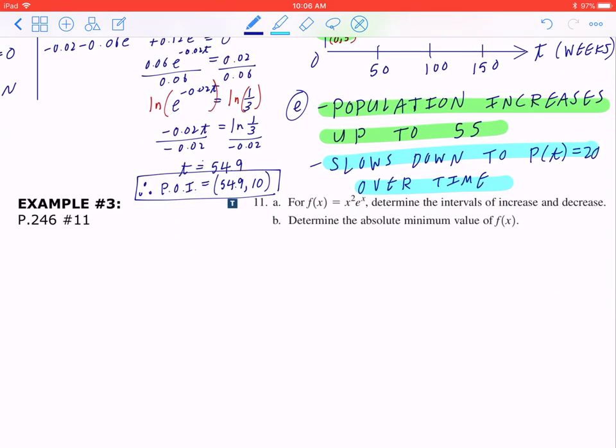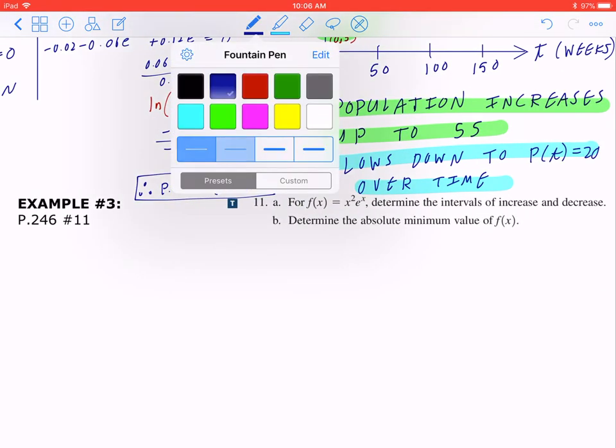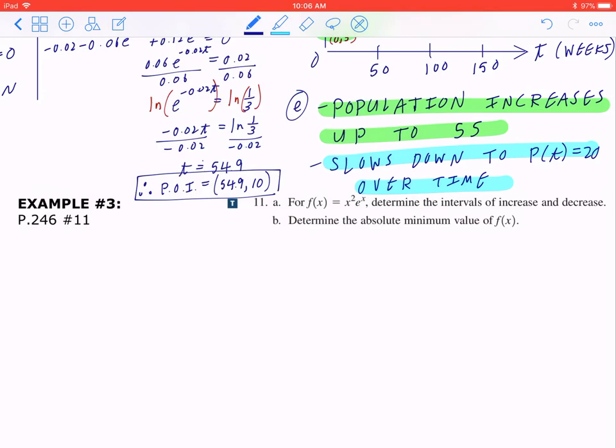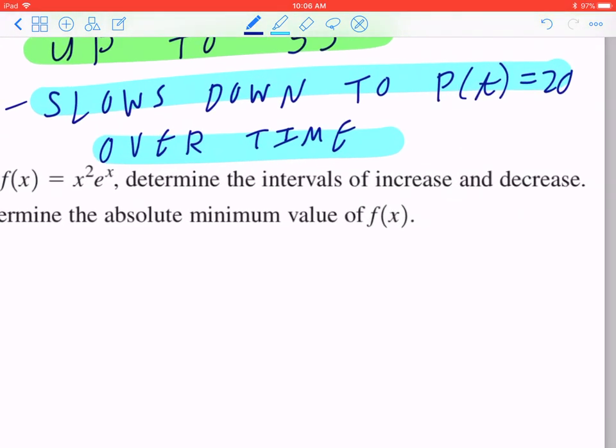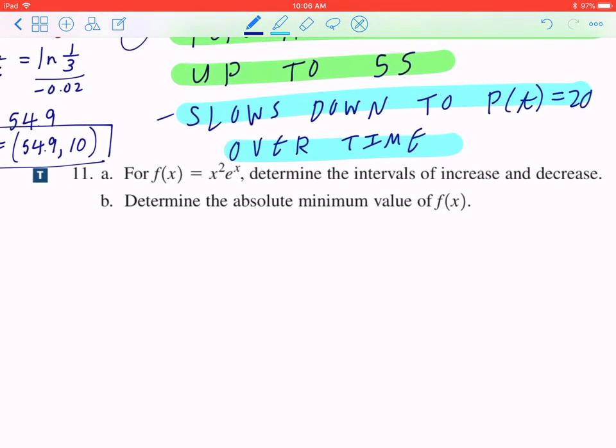One more example. Example number 3, number 11 on page 246. The question says, for f of x equal to x squared times e to the x, determine the intervals of increase and decrease. And in part B, determine the absolute minimum value of f of x. Again, press pause, try this for 5 minutes, so that way we know where you are in terms of your math skills. And when you press play again, I'll be right here.